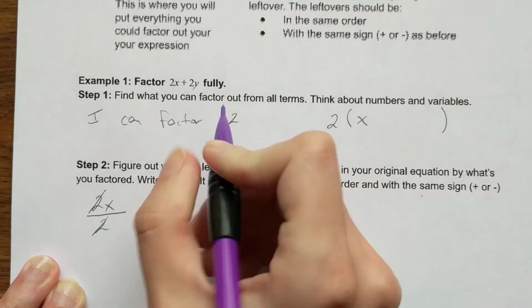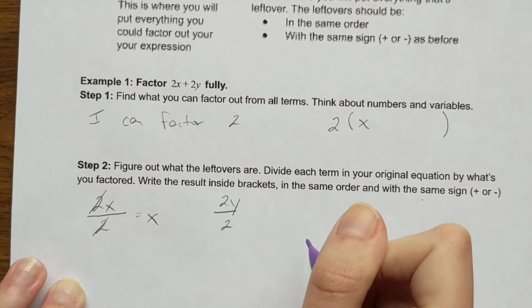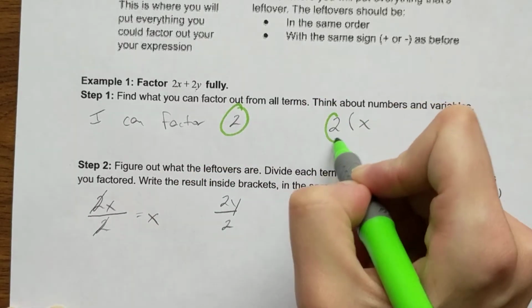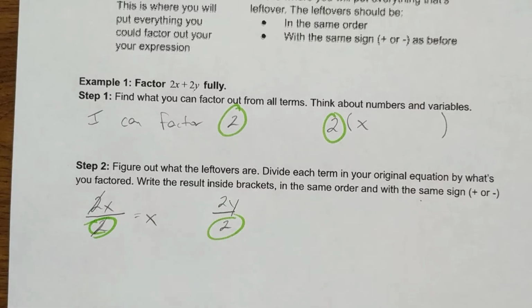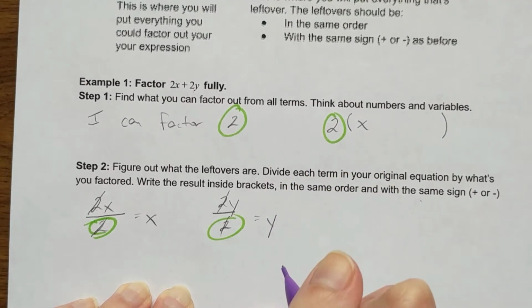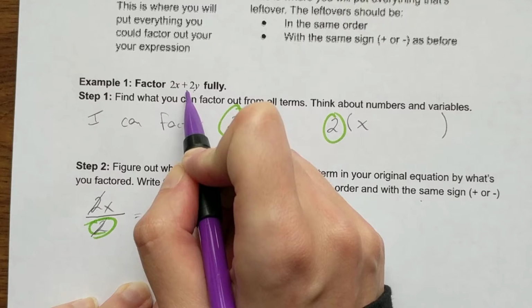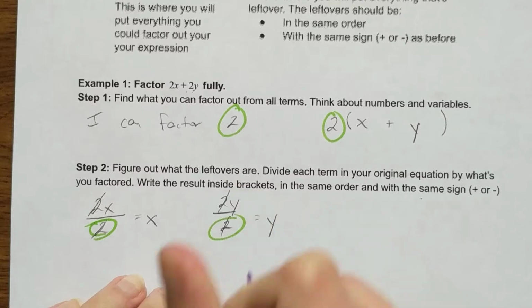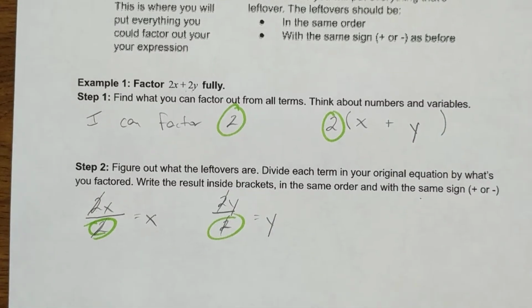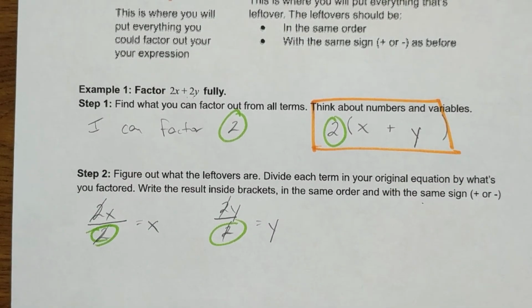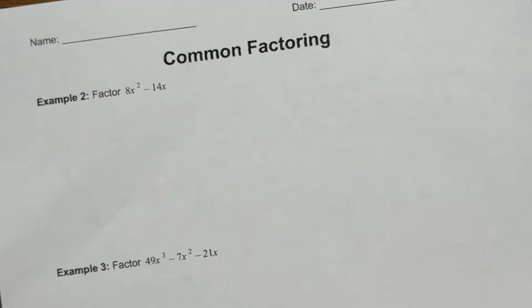I also had a 2y. I'm going to divide 2y by 2. Remember, we're dividing everything by what you were able to factor out. 2y divided by 2, again, I'm crossing off my 2's, just leaves me with y. There was a plus sign in between, so I'm going to put a plus sign here, and then I'm going to write y. And that is my factored form. That is my answer. Let's do a few more.